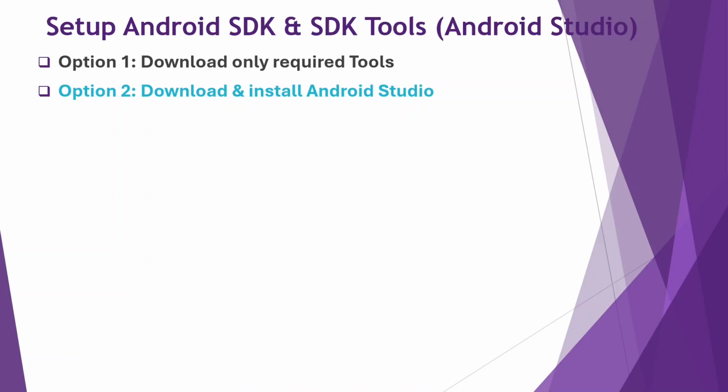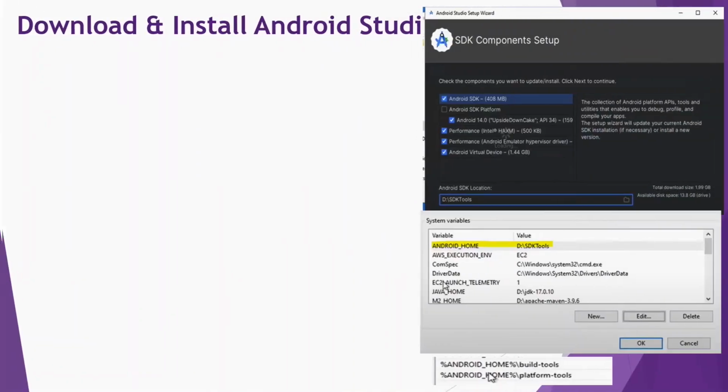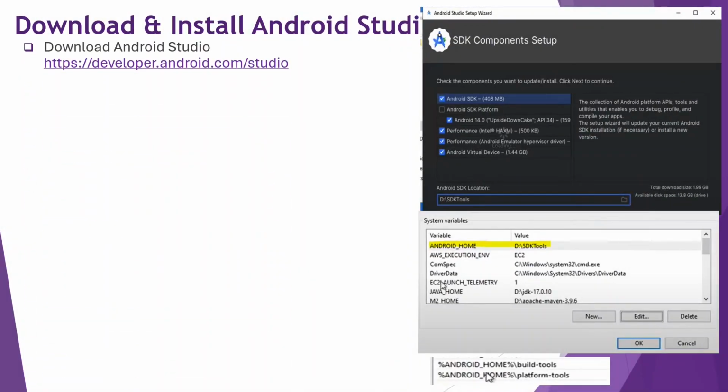So there are two options available. Either you can simply download the required tools or you can download and install Android Studio. In this session, I'm going to show you the second option. We are going to download Android Studio, create our virtual device, and connect to our real device. Okay, that is the approach we are going to take. To download and install Android Studio, you first need to copy this URL.